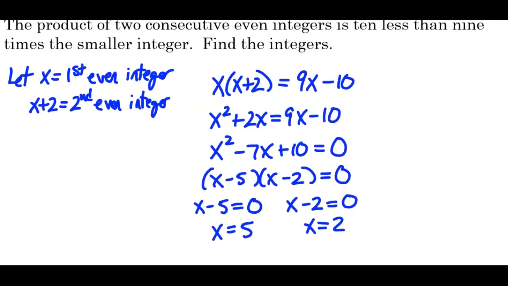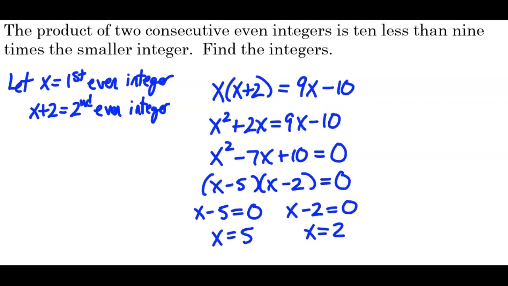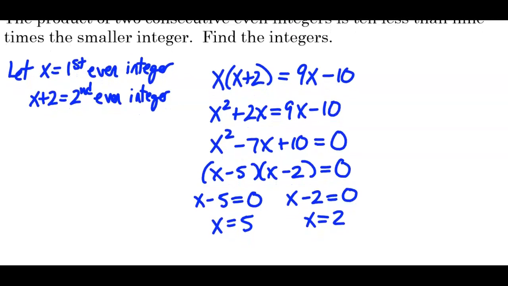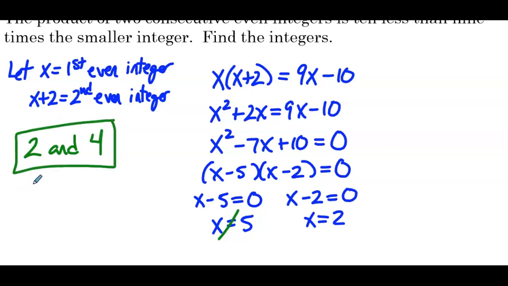So find the integers. Well, we're talking about an even integer. So because we're talking about an even integer, x equals 5 does not make sense here. That's an odd number. So then the integers are 2 and 4. Those are the consecutive even integers that have the property as described in the word problem.